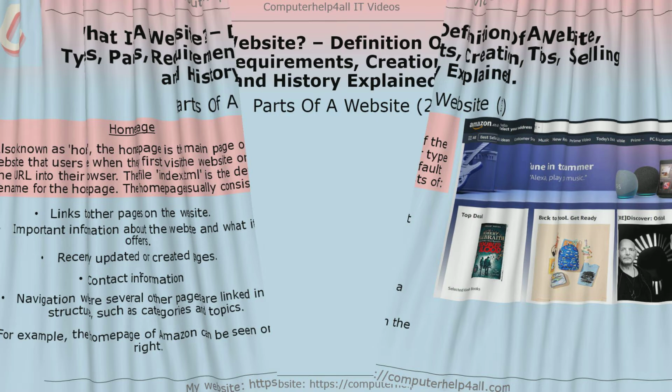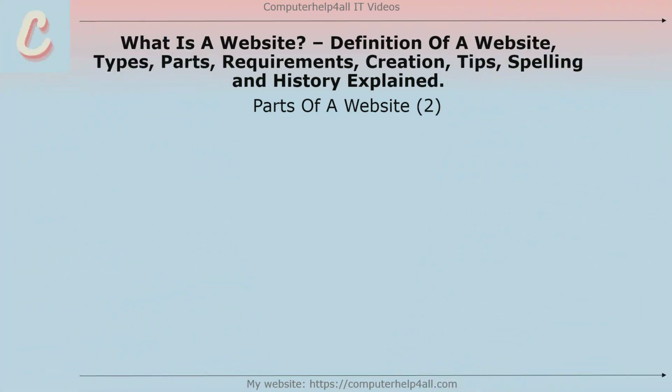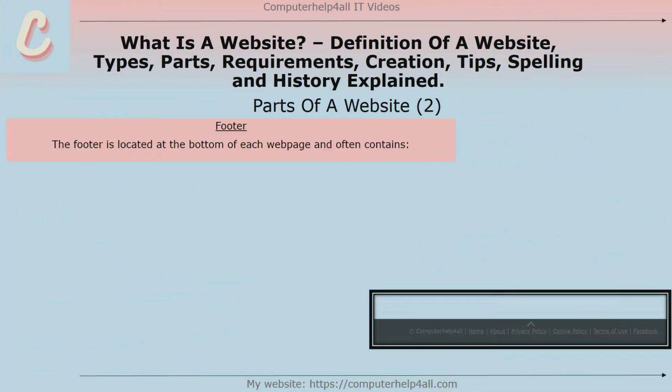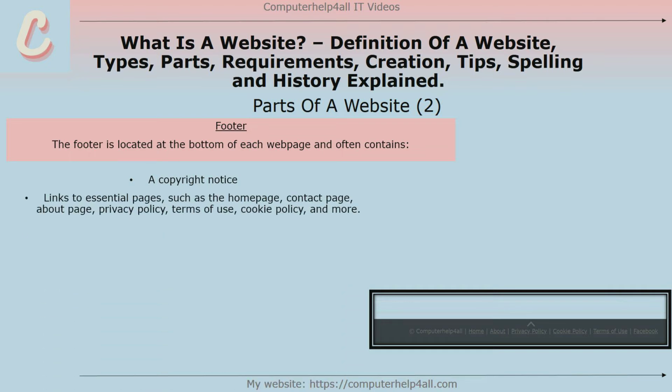Footer. The footer is located at the bottom of each web page and often contains a copyright notice. Links to essential pages, such as the home page, contact page, about page, privacy policy, terms of use, cookie policy, and more.